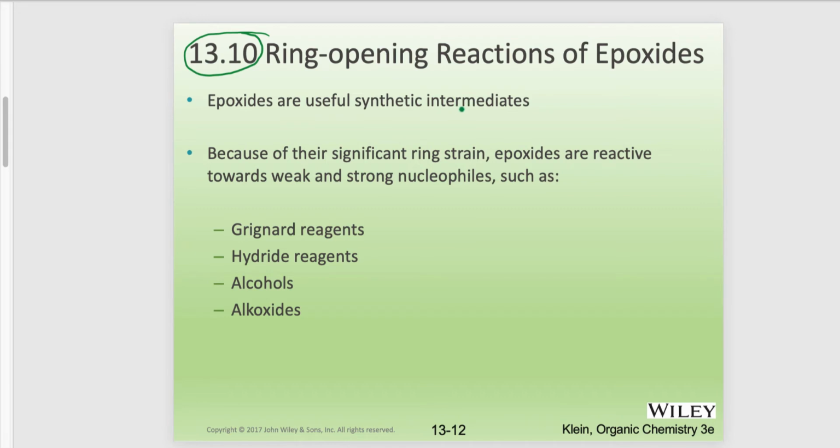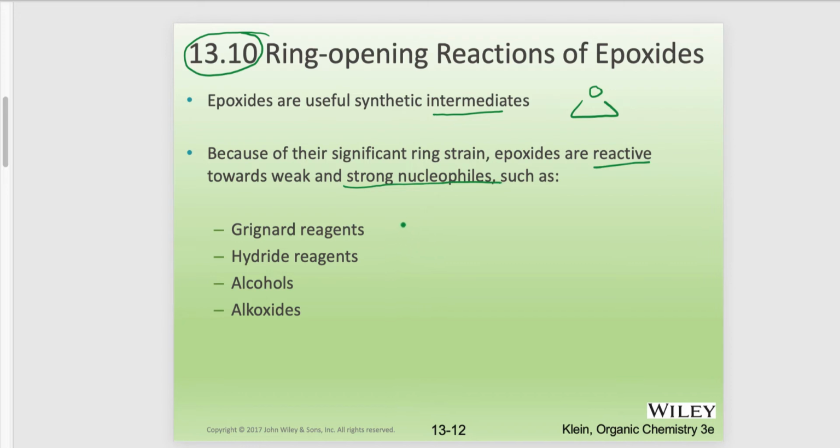So epoxides are very useful intermediates. We had noticed that this is a three-membered ring with oxygen being part of the ring. Now, because this is a strained ring, that makes it also very reactive towards both weak and strong nucleophiles. Here are a couple of examples of strong nucleophiles that you should remember from Orgo 1 in previous discussions.